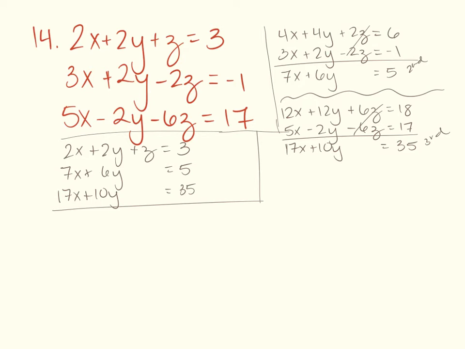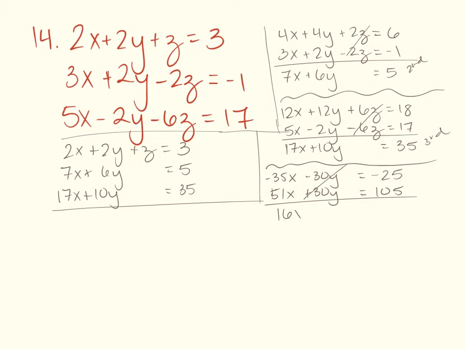Next, I want to get rid of the y in the last equation, so I'm going to multiply the second equation by negative 5. So that's negative 35x minus 30y is equal to negative 25. And then I'm going to multiply the third equation by 3. So I get 51x plus 30y is equal to 105. My y's now cancel out, and I'm left with 16x equals 80. This is my new third equation.